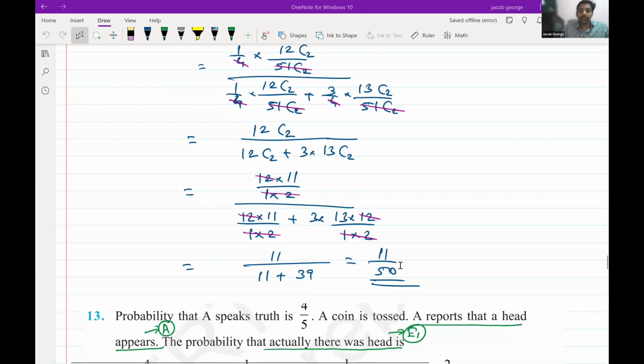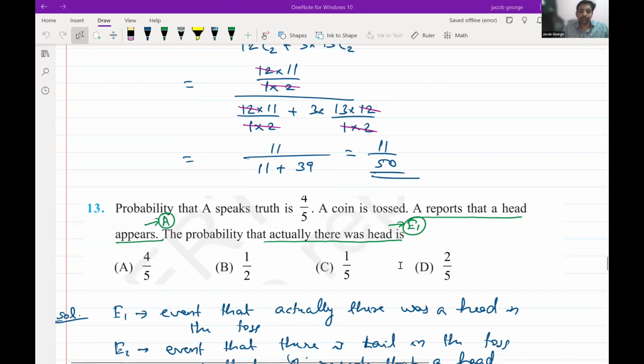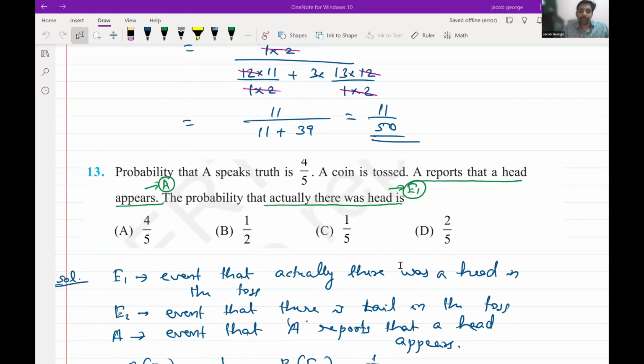Another question is a similar one. This type of word example is also there in the textbook. It is given as an MCQ, but it may come as a long answer type. The probability that A speaks truth is 4 by 5. A coin is tossed. A reports that head appears. So this is our capital A, the given event. Find the probability that actually there was a head.